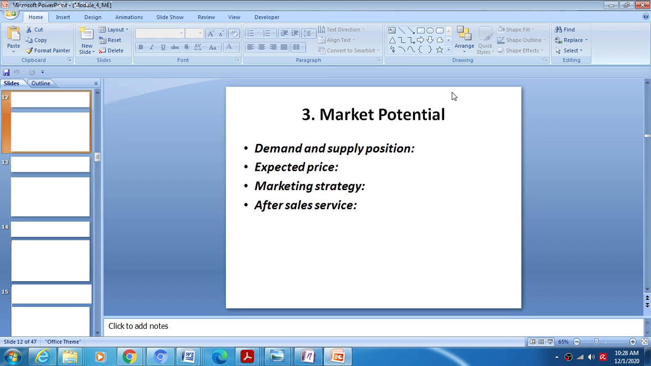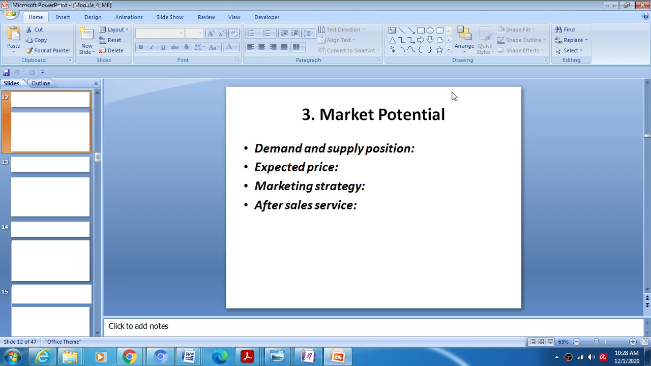So the next one is market potential. While preparing a project report, the following aspects related to market potential of the product should be stated in the report. So, what are these aspects that should be mentioned in the report? The first one is demand and supply position. State the total expected demand for the product and present supply position. What is the gap between demand and supply, and how much gap will be filled by the proposed unit?